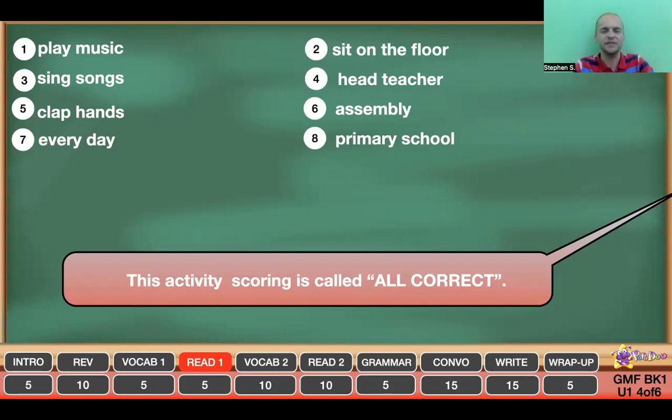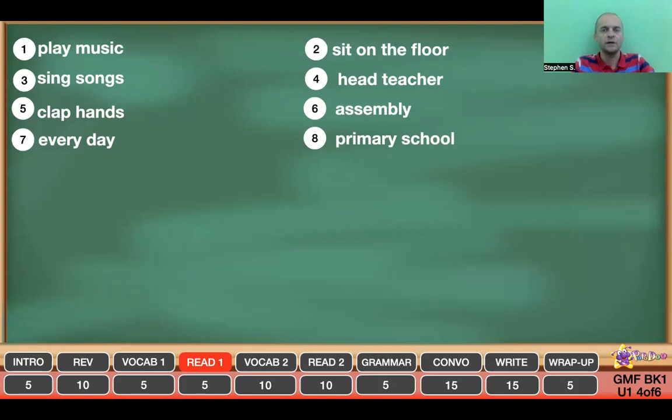Now, this particular activity is just simple pronunciation, but you could make it more difficult by saying the Vietnamese, and then the kids will then have to say the English. I mean, that is a possibility too. Anyway, take a look, all correct. So, as the name implies, the kids have to say the words all correctly in order to get a score.